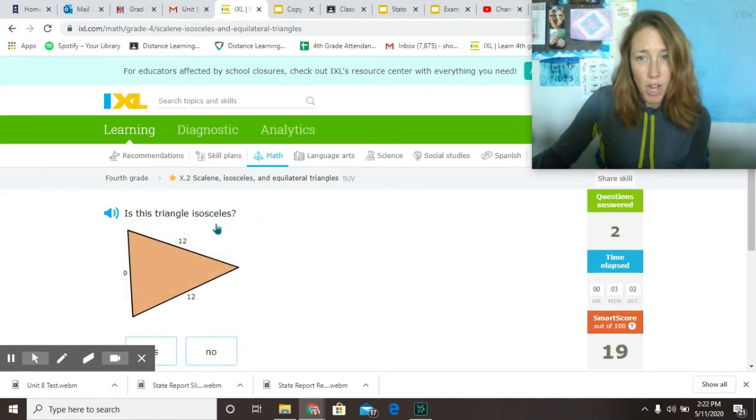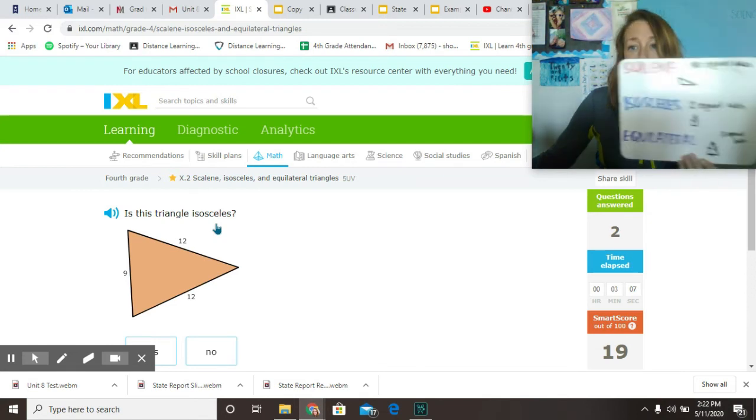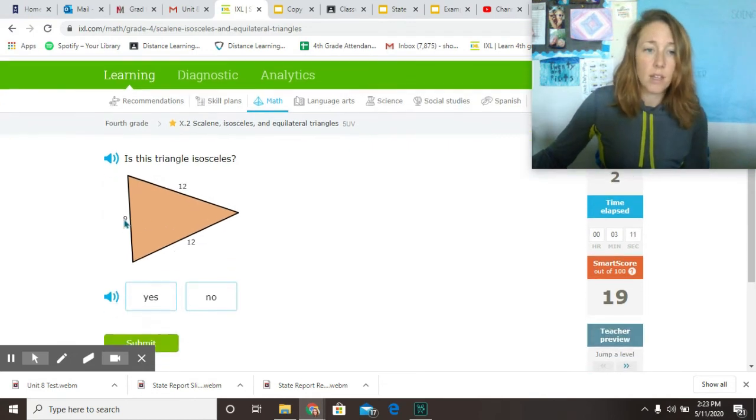Is this triangle isosceles? Remember, the isosceles triangle had two equal sides. So I see two equal sides here, 12 and 12. The third one is different, so that would be an isosceles triangle.